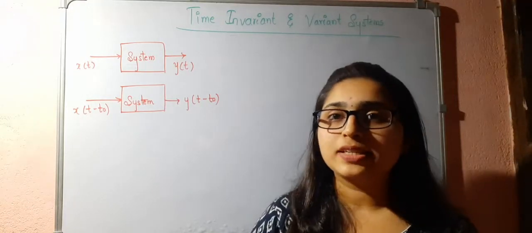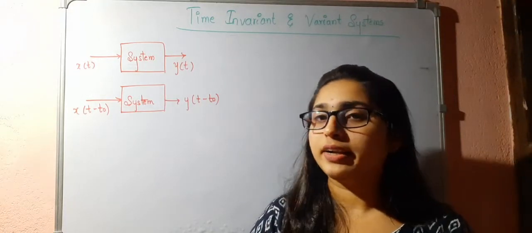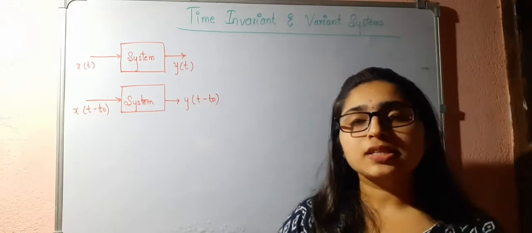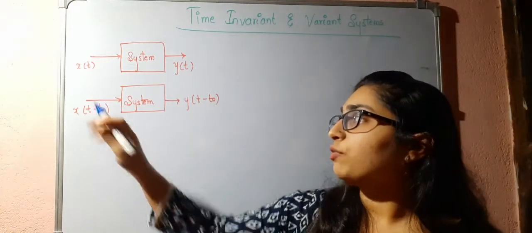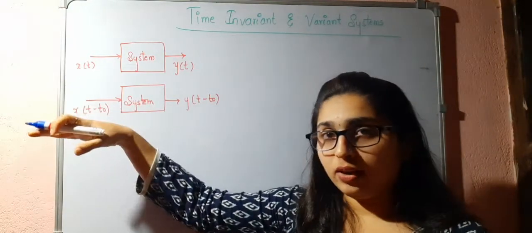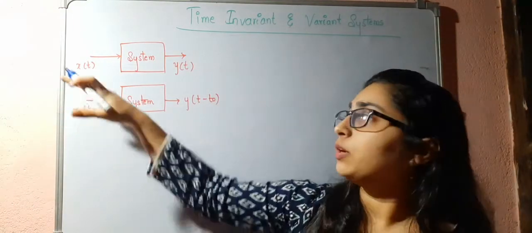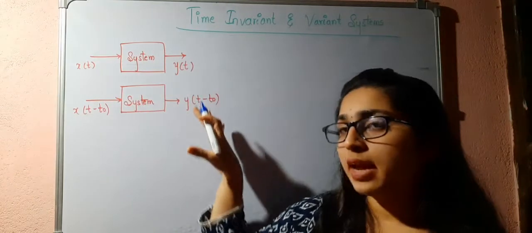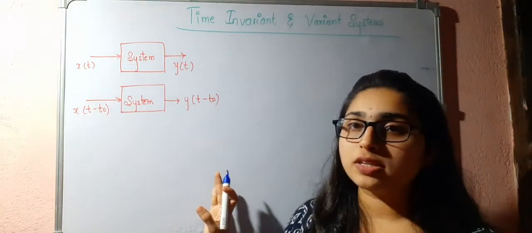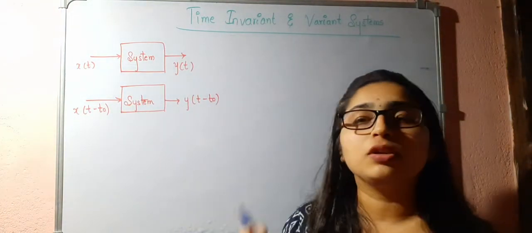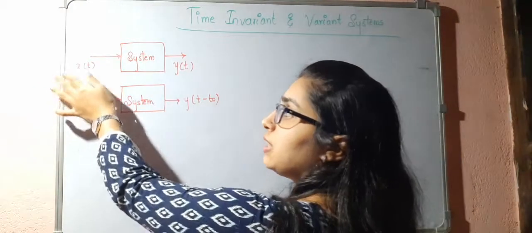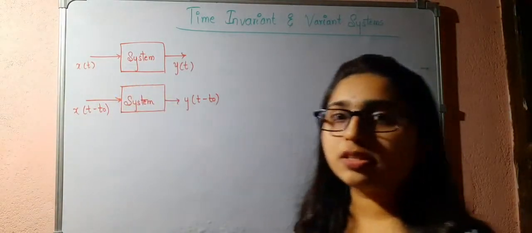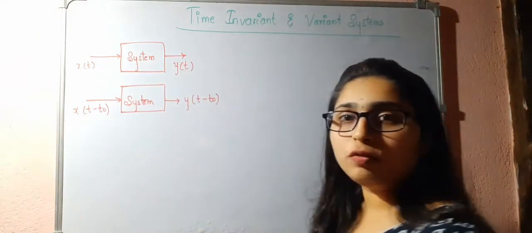In this video, let us study about the time variant and time invariant systems. See, a system is said to be time invariant if the input is delayed or advanced and it produces the same time shift in the output signal, then I can call that particular system a time invariant system. Suppose this is the signal x of t which is applied to the system. I am getting the output y of t.